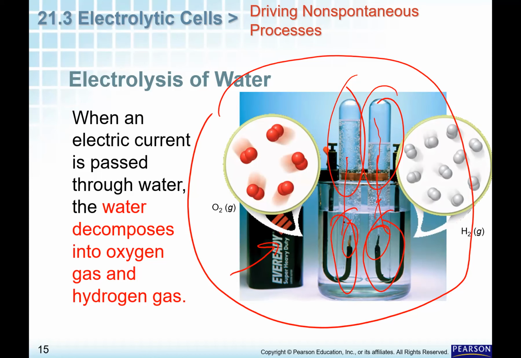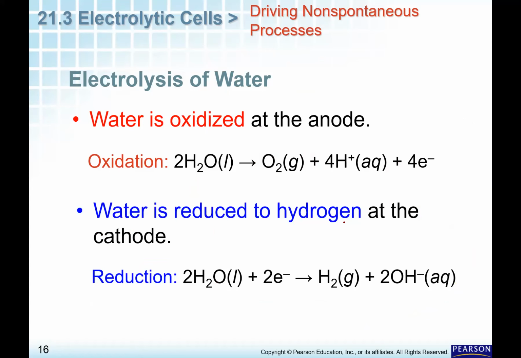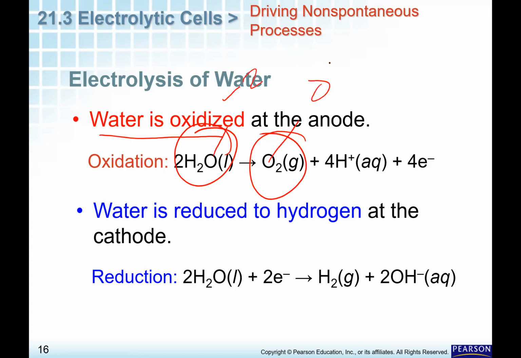So what is happening here with the electrolysis of water? What's happening is that water is oxidized. One water molecule is going to get oxidized into oxygen gas, and that is by going from a -2 oxidation number to a 0 oxidation number.